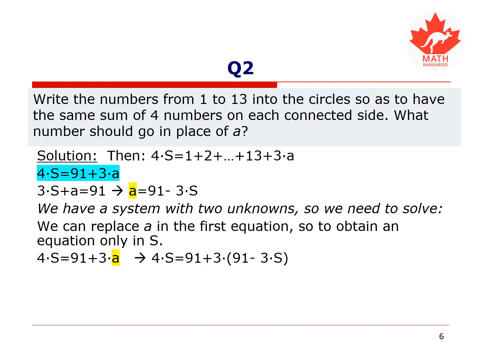So let's replace a in the first equation by what we know it to be, 91 minus 3s. 4s equals 91 plus 3 times 91 minus 3s. Careful expanding those brackets. This is going to be 4s equals 91 plus 3 times 91 minus 9s. Moving the s's to the other side, this is 13s equals, no need to torture ourselves with arithmetic. We have a 91 plus 3 times 91, so we have 4 times 91.